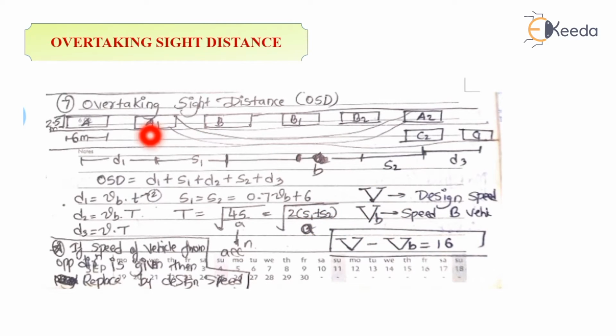Here only the design speed, in some numericals only the design speed is given and all the data is to be assumed. If the design speed of the front vehicle is given, then we will consider that the VB, that is the speed of the B, is 16 km per hour less. That is the difference between the C and the B vehicle is 16 km per hour.